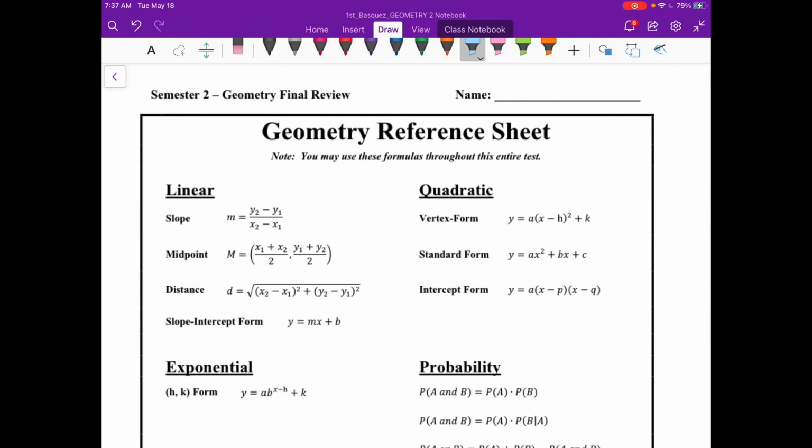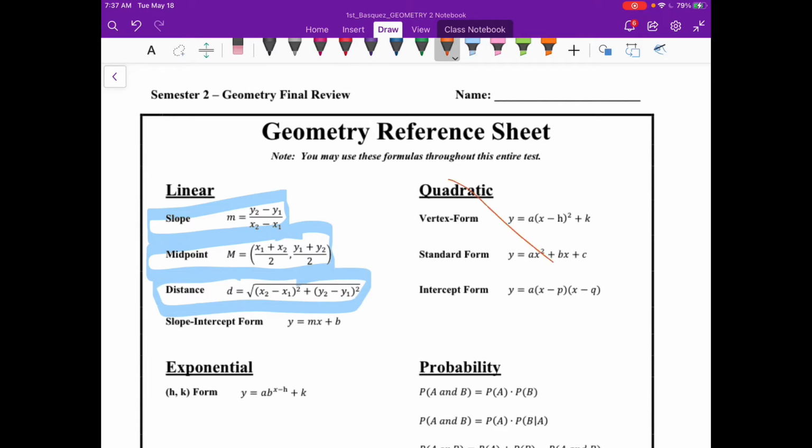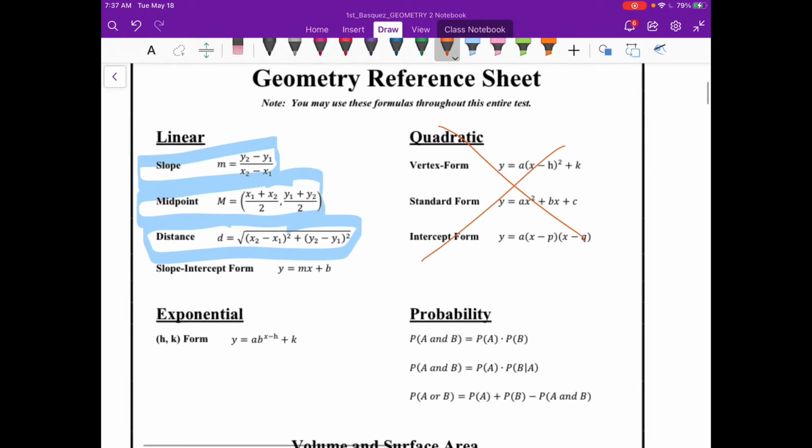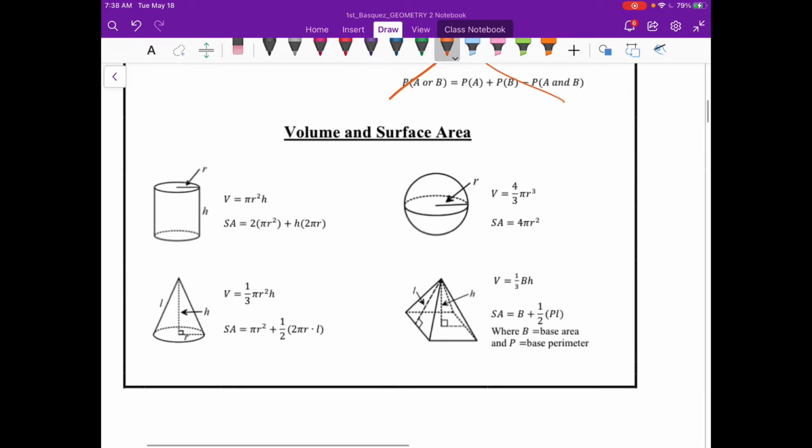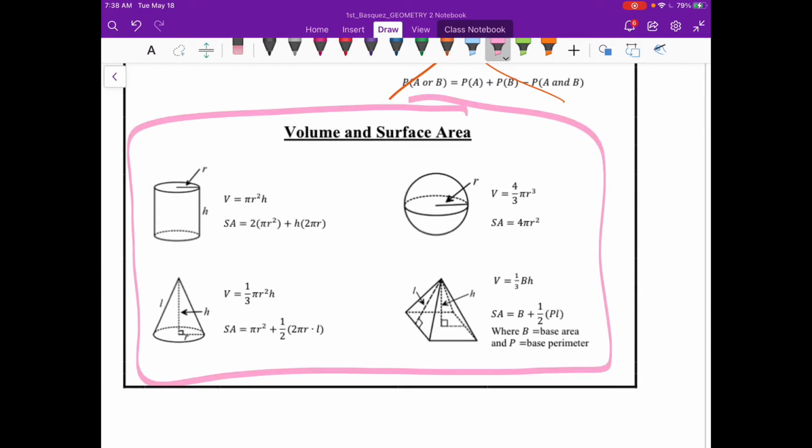So the first part of the reference sheet on the left, things that we have used this semester mainly are slope, midpoint, distance formula. Okay, we haven't really talked about quadratics, so you can ignore that part. We haven't done exponentials or probability. And then the entire bottom part you have done. This should look familiar. We just finished volume and surface area, so feel free to use those formulas. Those will be given to you.